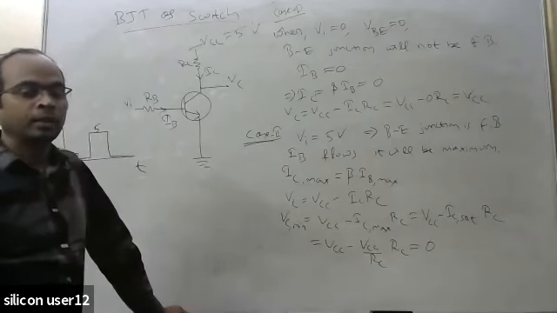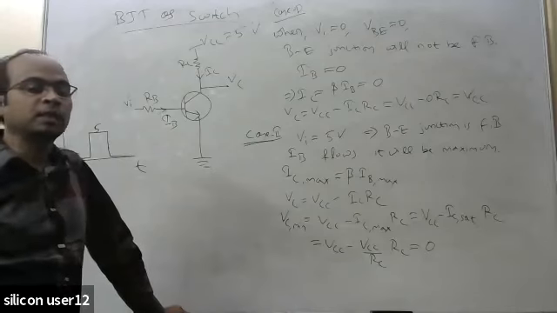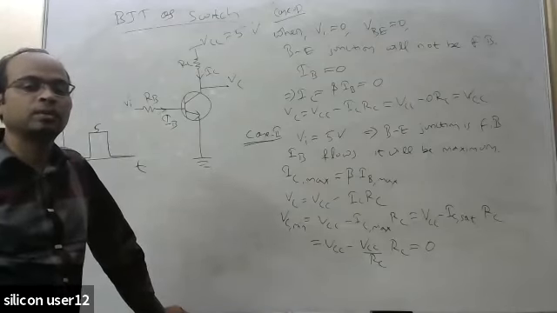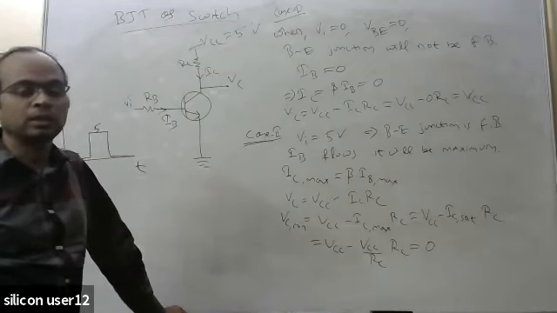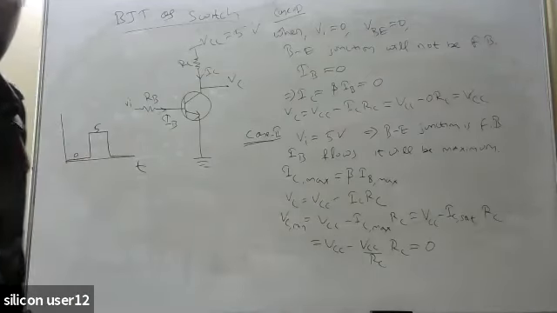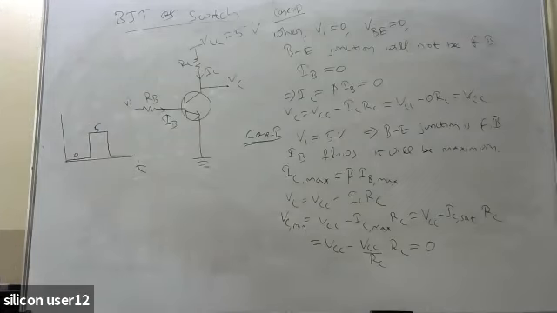Okay, so this is one of the applications of BJT. Sometimes it is asked to write the applications of BJT. So you can write BJT as a switch is one of the applications. Similarly, another application is BJT as an amplifier.